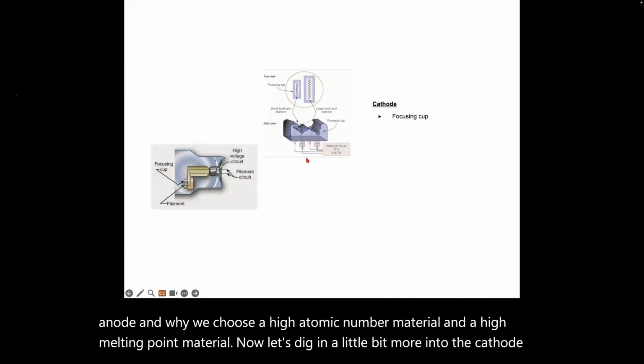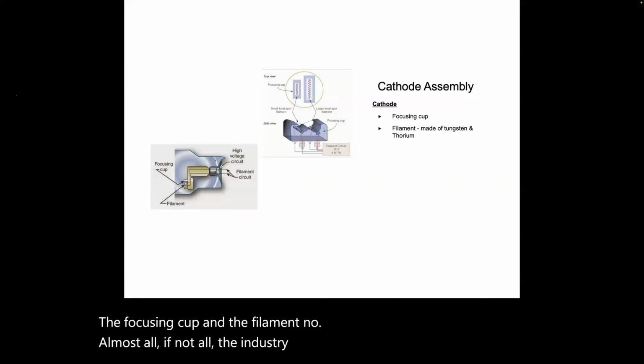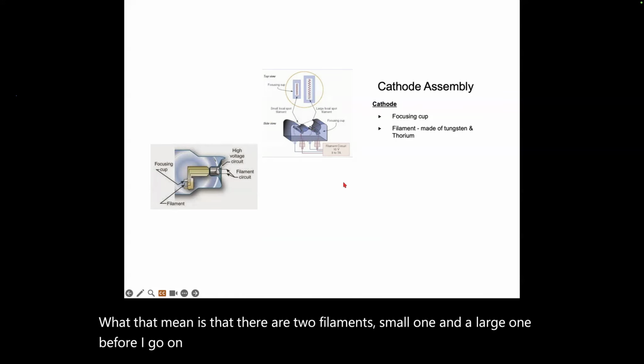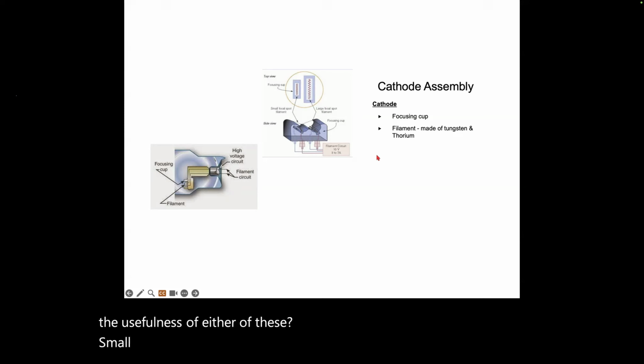The cathode assembly consists of the focusing cup and the filament. Now, almost all, if not all, of the industry standard right now is dual focus tubes. What that means is that there are two filaments, a small one and a large one. Before I go on a little rant about this, does anybody remember the usefulness of either of these? Small focal spot and a large focal spot. Does anybody recall?